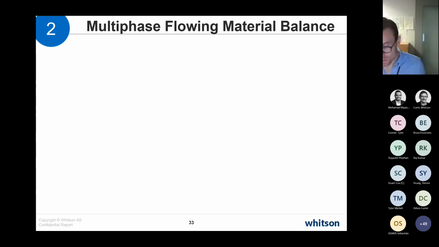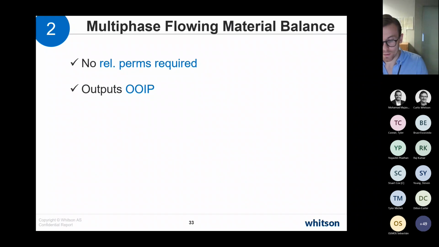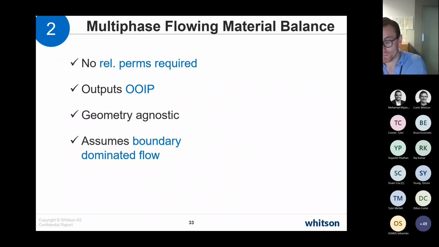So we know this method works now, and we know it doesn't require relative permeabilities. Multiple of the operators on this call have tested the method. We've done a lot of that testing. Of course, Coursera has done the testing as well, and now we've applied it to a wide range of field cases as well. So it does not require rel perms, outputs the oil in place and gas in place, does not care about the geometry, which we already mentioned, but it assumes boundary dominated flow.